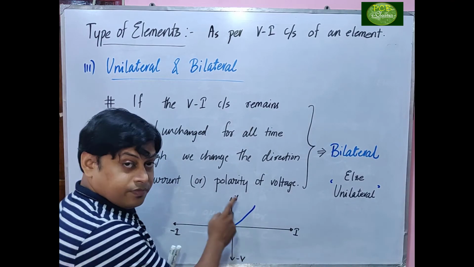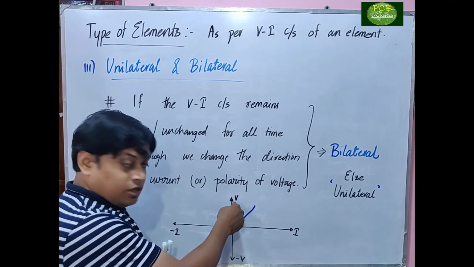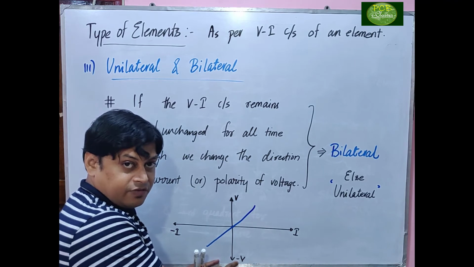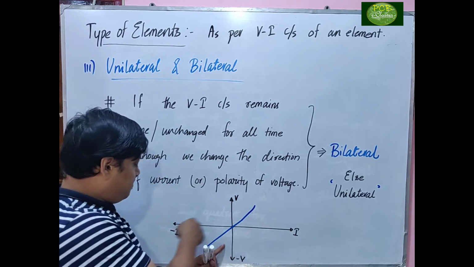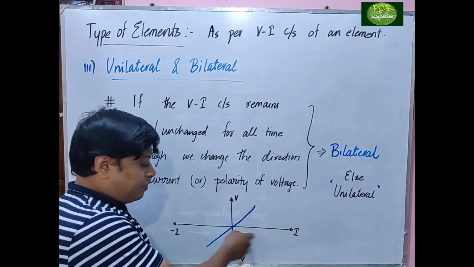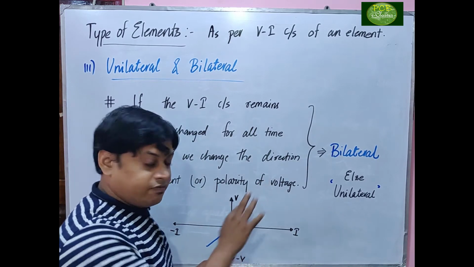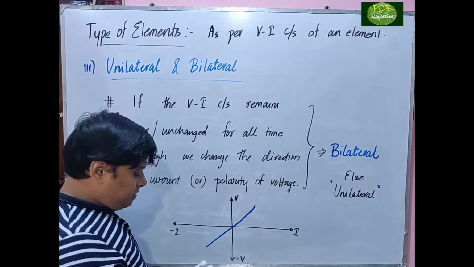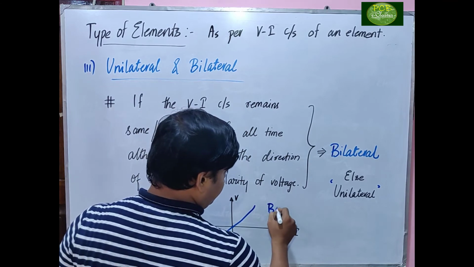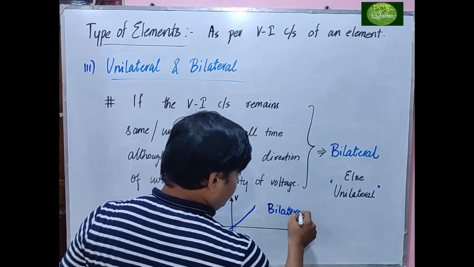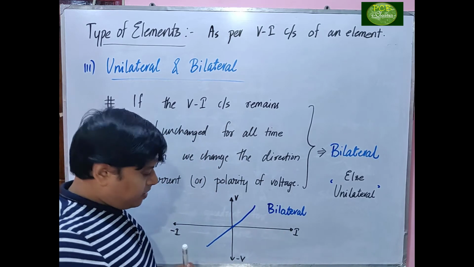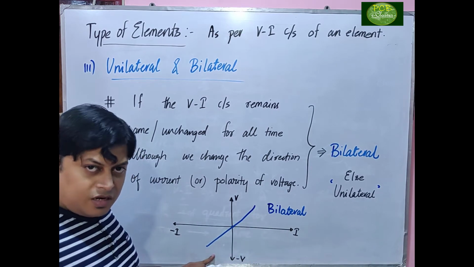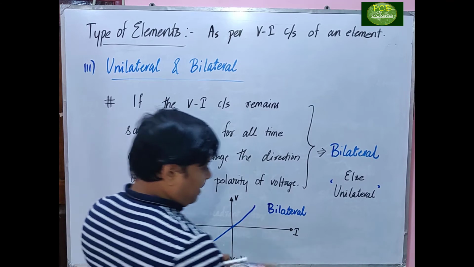VI characteristic. Although we change the voltage polarity from positive to negative, and change the direction of the current, the characteristic remains the same, so it is said to be bilateral. With that, the previous one is in the first quadrant and the third quadrant. That means it is also passive.